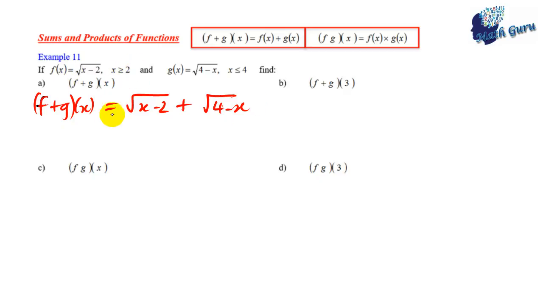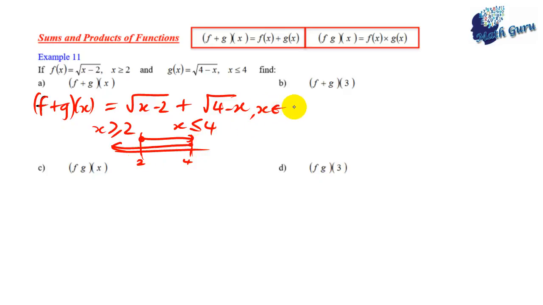Now we know our domain of the first one is x is greater than or equal to 2, and our domain of the second one is x is less than or equal to 4. So we need to draw a number line, 2 to infinity, 4 to negative infinity. Where do they cross over? They cross over from 2 to 4. So our domain is x as an element of 2 to 4, and it includes both of them. And you can test it. If we put 5 into this function, it's okay. If we put 5 into this function, it'll be negative, and we can't work that out.